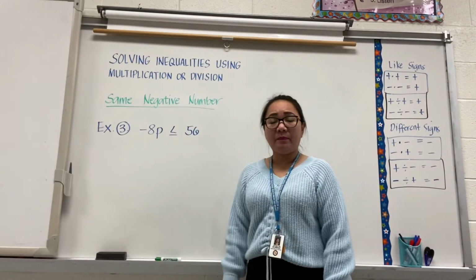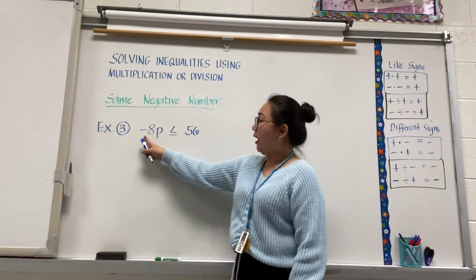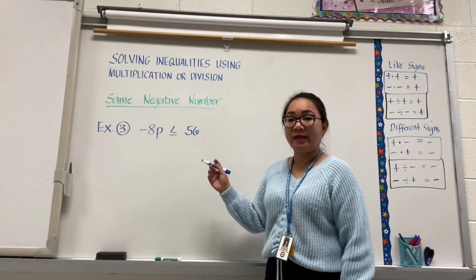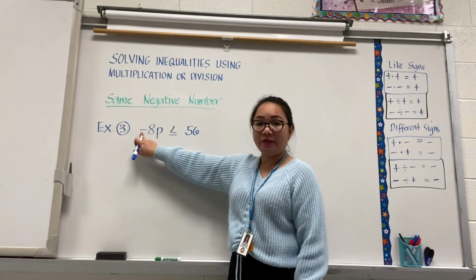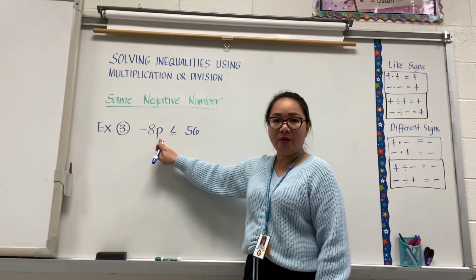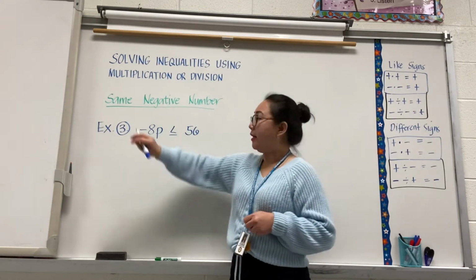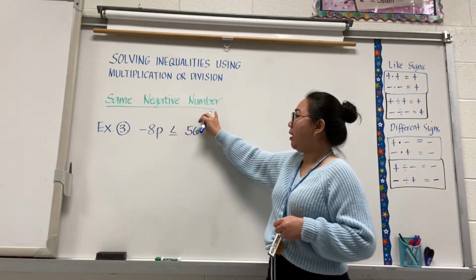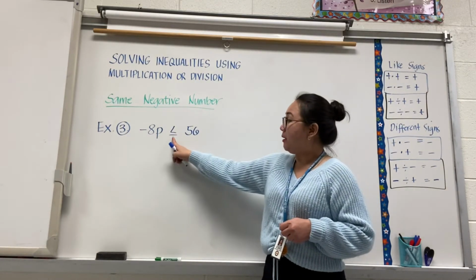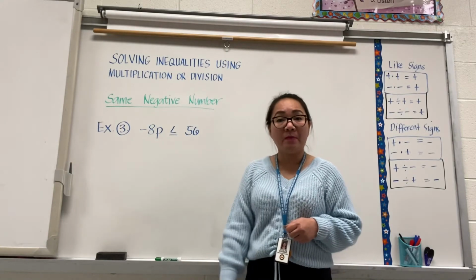Look at this example. How is it different from the previous one? Negative 8p is less than or equal to 56. We have here a negative sign. So a negative number is multiplied by the unknown. So when you multiply or divide the same negative number to each side of the inequality, the symbol must be reversed for the inequality to remain true.